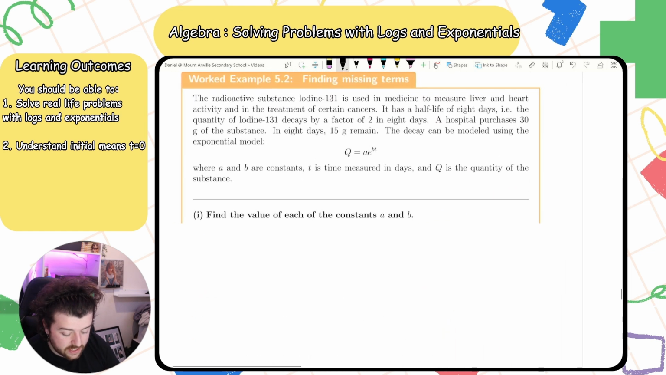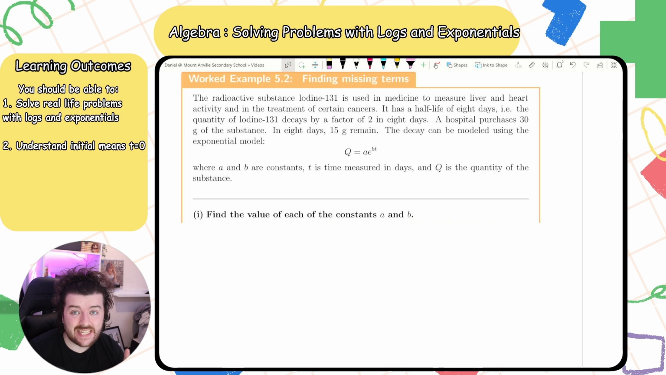So the radioactive substance iodine 131 is used in medicine to measure liver and heart disease activity and in treatment of certain cancers. It has a half-life of 8 days. So essentially what half-life means in terms of chemistry is, if you have a radioactive material, it just loses energy slash matter, right? And half-life just means if it has a half-life of 8 days, it has half the amount after every 8 days.